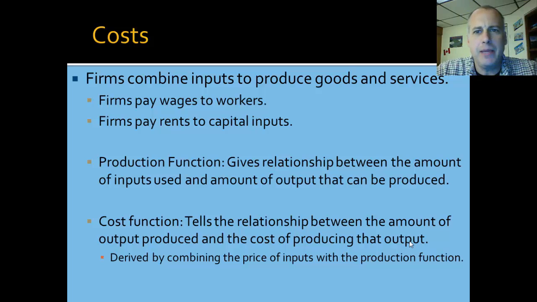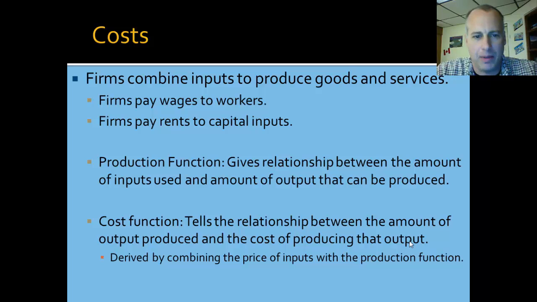Firms, remember, combine inputs to produce goods and services. They represent the supply side of the supply and demand model. And they pay wages to workers and pay rents to capital inputs as part of their production process. The production function, we learned, gives us the relationship between the amount of inputs we use, that is, how much capital and how much labor, and the amount of output that can be produced given the resources we put into production. The cost function tells us the relationship between the amount of output that we produce and the cost of producing that output, which depends on the prices that are charged by workers and the rental rates associated with using capital.